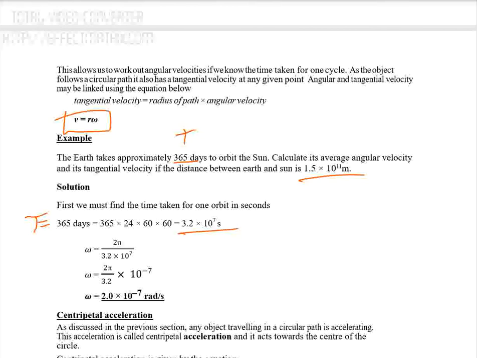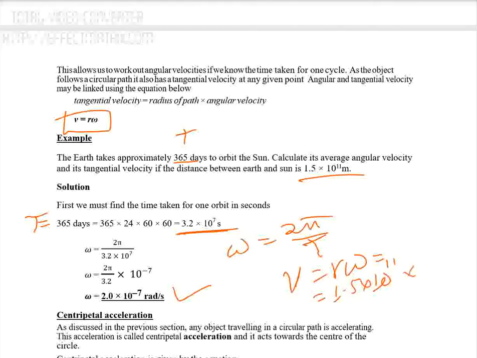For one complete cycle, the equation for omega, or angular velocity, is 2 pi over capital T. Therefore, 2 pi is here and capital T is this much, so by dividing, you get this value. To determine the tangential velocity, v is equal to what? R times omega. R is given as 1.5 times 10 to the power of 11, times 2 times 10 to the power of minus 7. And 1.5 times 2 becomes 3, so 3 times 10 to the power of 4 meters per second is the final answer for the tangential velocity.